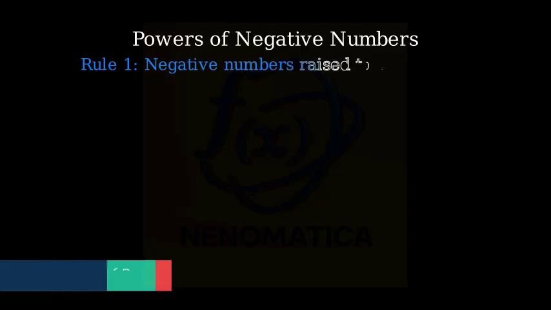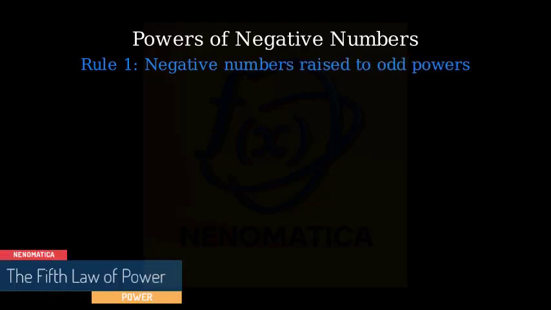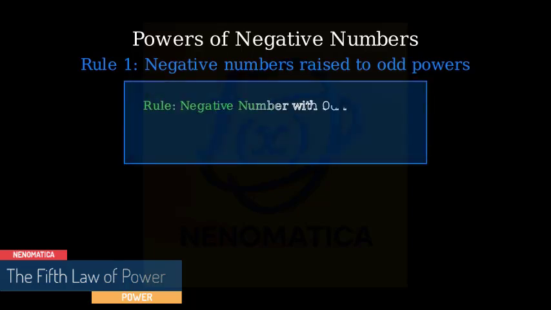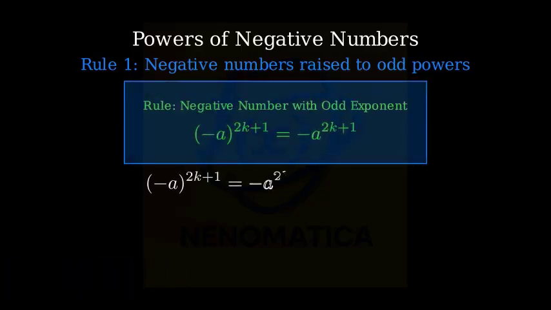Let's examine our first rule. When a negative number is raised to an odd power, the result is always negative. Mathematically, this means that if we have negative a raised to the power of 2k plus 1, where k is any integer, the result is negative a to the power of 2k plus 1.